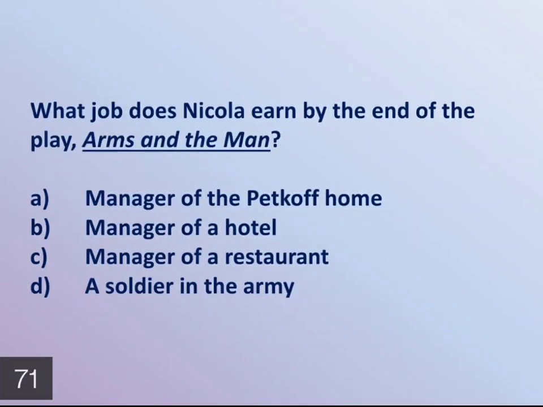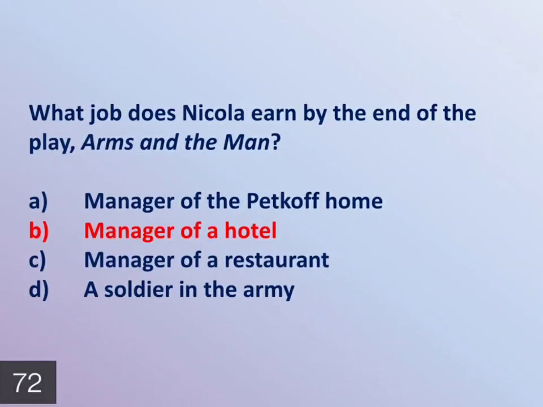What job does Nicola earn by the end of the play Arms and the Man? A. Manager of the Petkoff home, B. manager of a hotel, C. manager of a restaurant, D. a soldier in the army. So he becomes a manager at one of the hotels of Captain Bluntschli's chain. B.